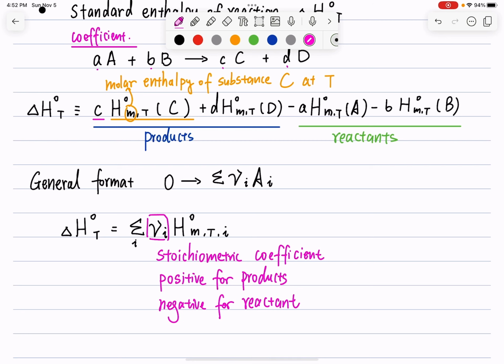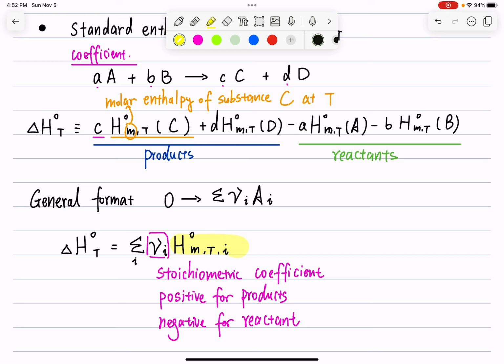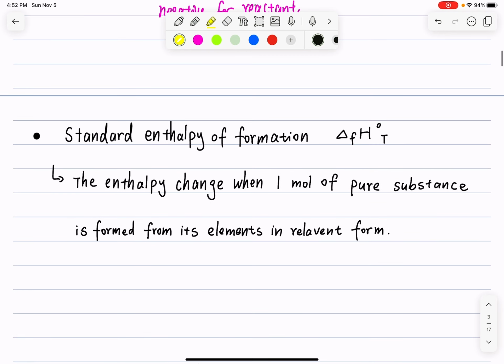And now the question becomes, what's the easiest way for us to find out the molar enthalpy of a specific substance? The way to think about it is to first define our standard enthalpy of formation, or delta_f H naught T. A standard enthalpy of formation is the enthalpy change when 1 mole of pure substance is formed from its elements in relevant form.